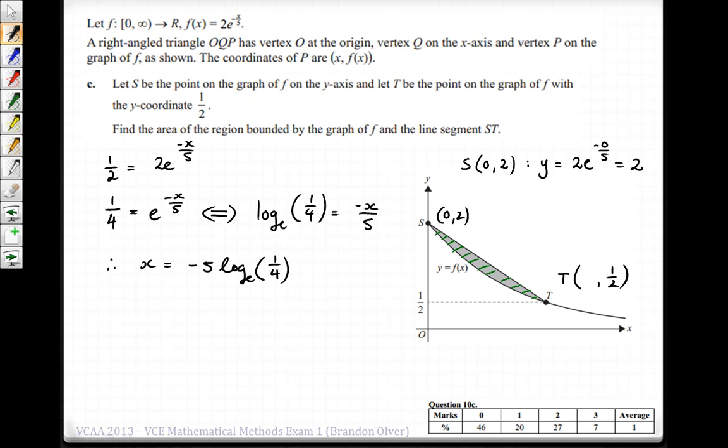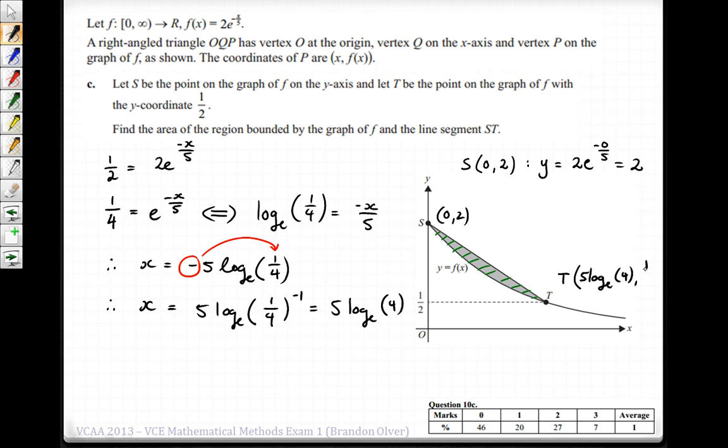And then if we really want to, we can use our power law to take the negative up to the top there, and we can rewrite this as, therefore, x equals 5 log e of a quarter to the power of negative 1, which is just 5 log e of 4. So, just to consolidate what we found, T is at 5 log e of 4, comma, a half. So, now that we've got those 2 points, we can start to unpack more of this question.